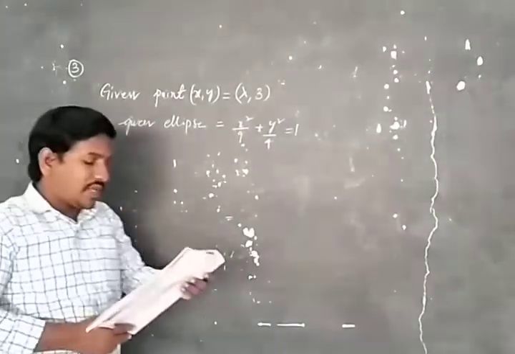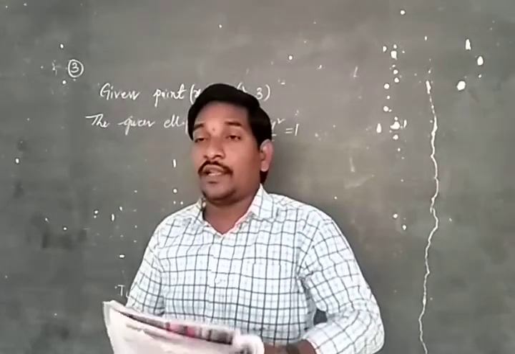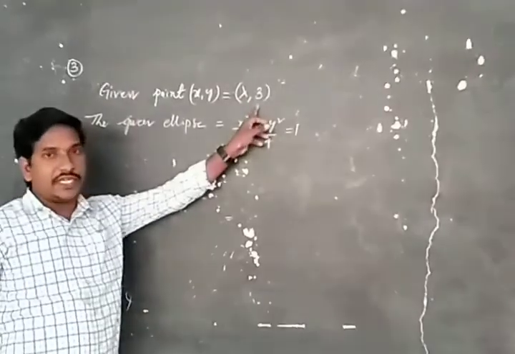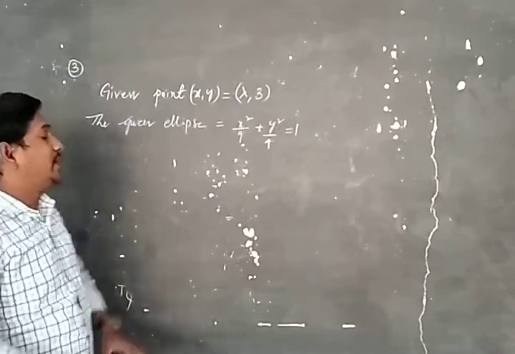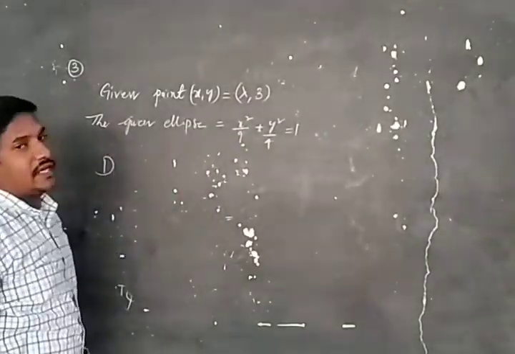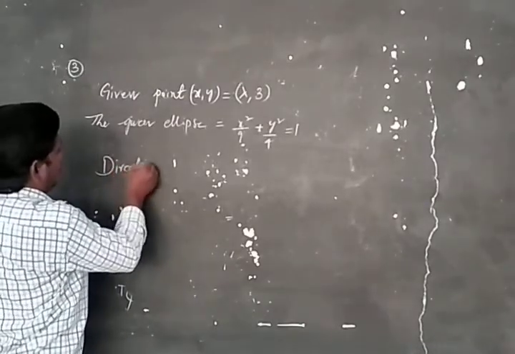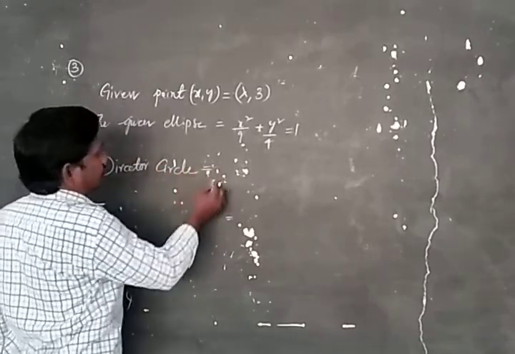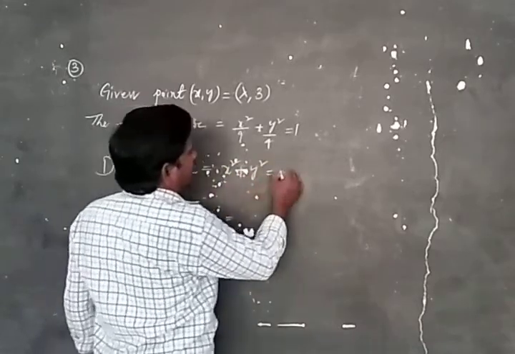if the tangents from the point (lambda, 3) to the ellipse are at right angle, then it means it is the point of intersection of two tangents. Then it should satisfy the director circle, which is x square plus y square equal to 13.